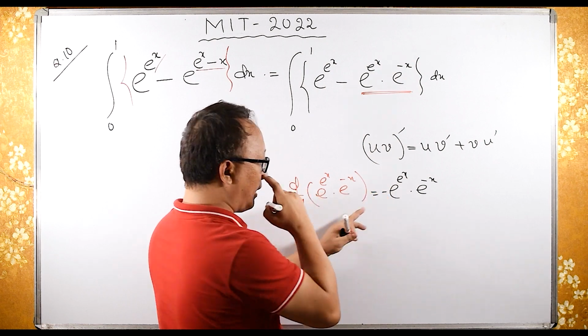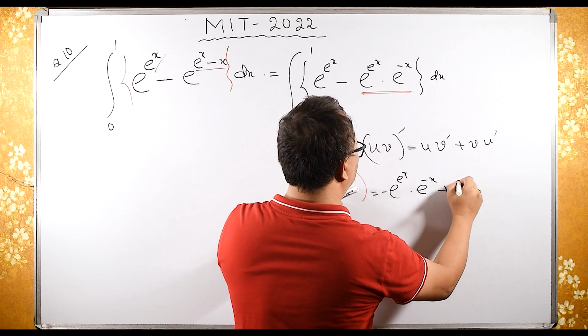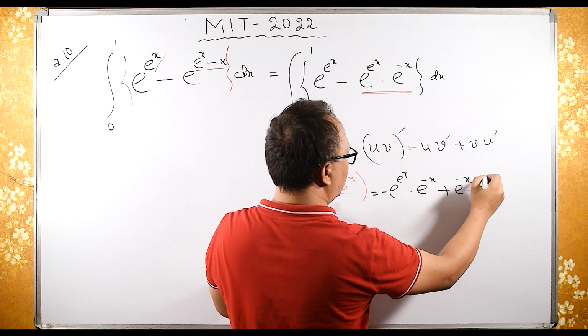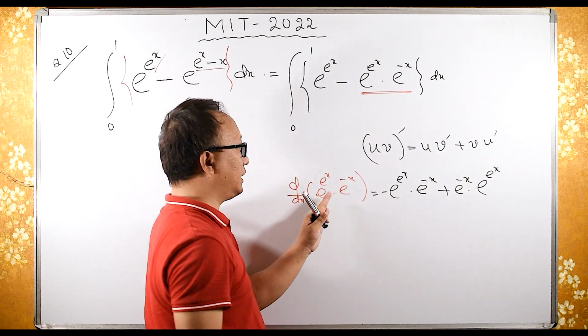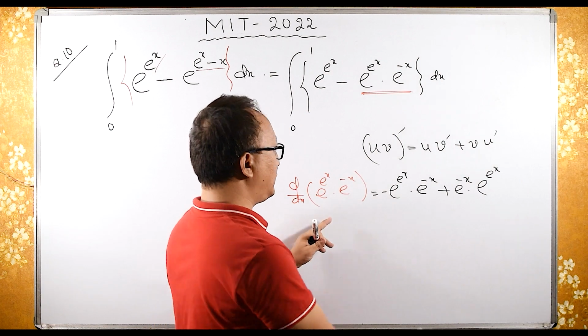Minus 1. So I am writing minus over here, plus, so let's keep e raised to minus x as it is, and let's differentiate this e raised to x, differentiation of e raised to x is e raised to x itself. Again, let's differentiate this.